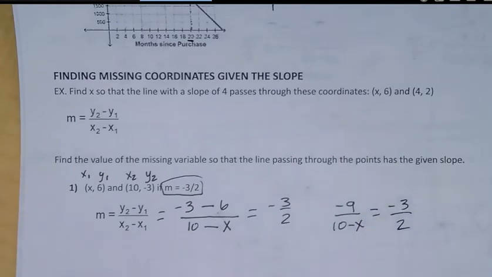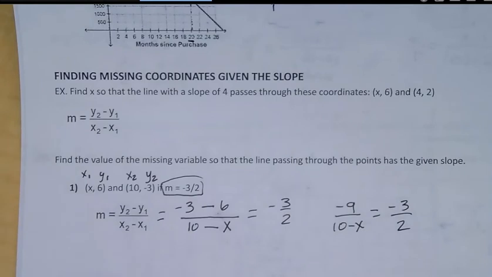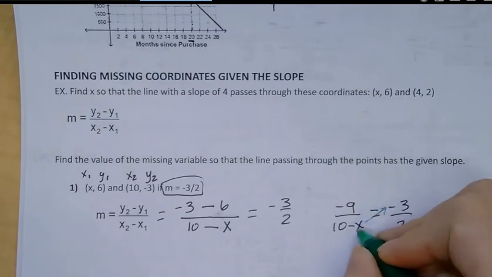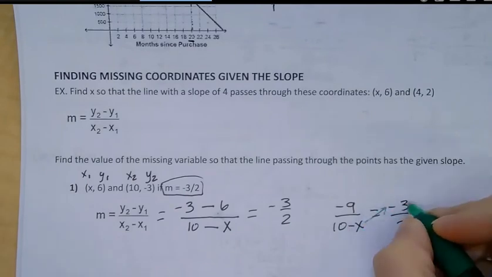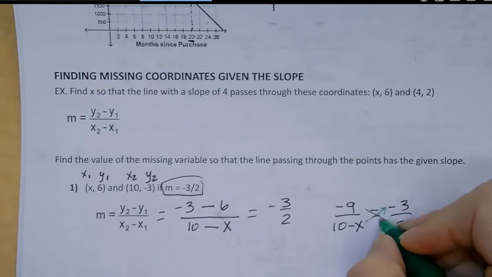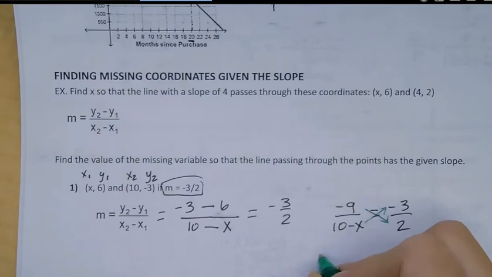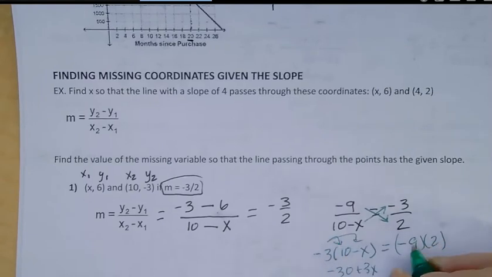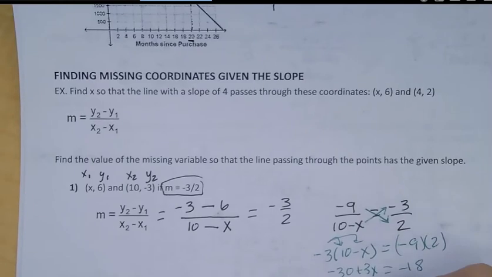I have two ways to solve this problem. I can solve it using proportions, which is the way I'm going to show you first, and then we'll talk about the second way. Okay, proportions means that I say the bottom one denominator times the other numerator, and I set it equal to the other numerator times the other denominator. So I'm going to say negative 3 times 10 minus x equals the other two things multiplied together, negative 9 times 2. Okay, this is negative 30 plus 3x. I use distributive property, and it equals negative 18.